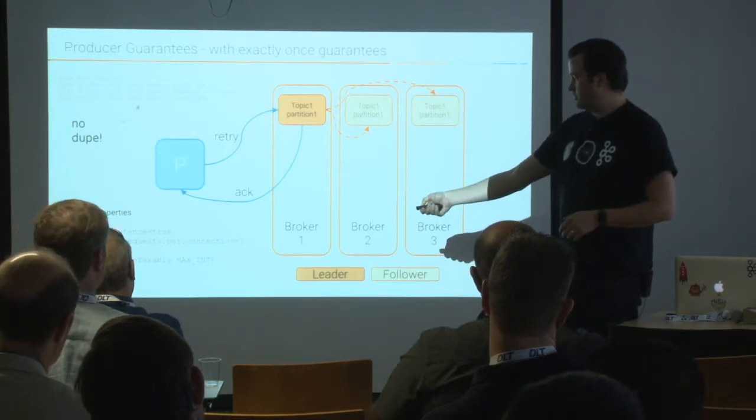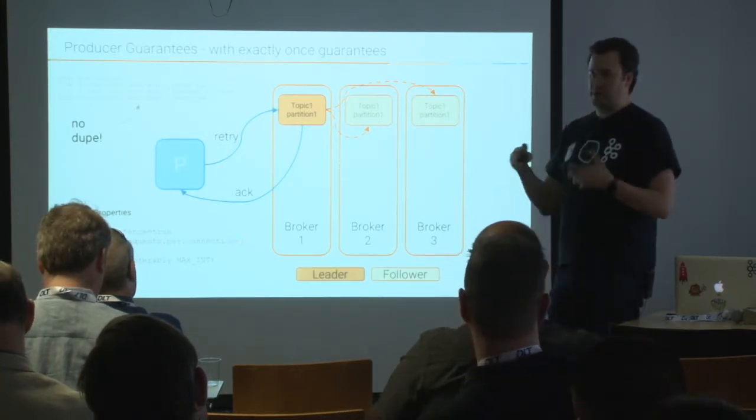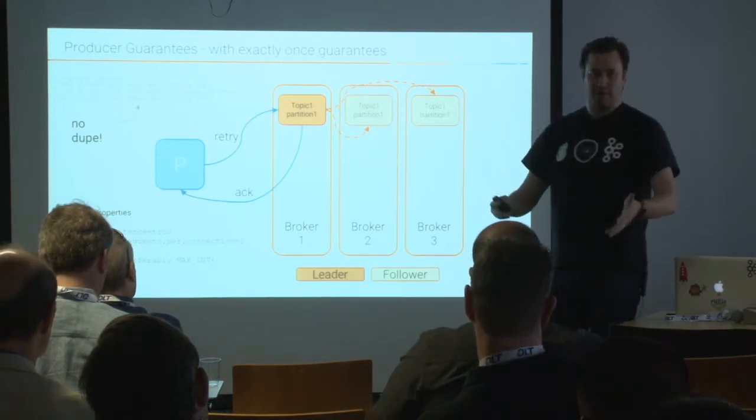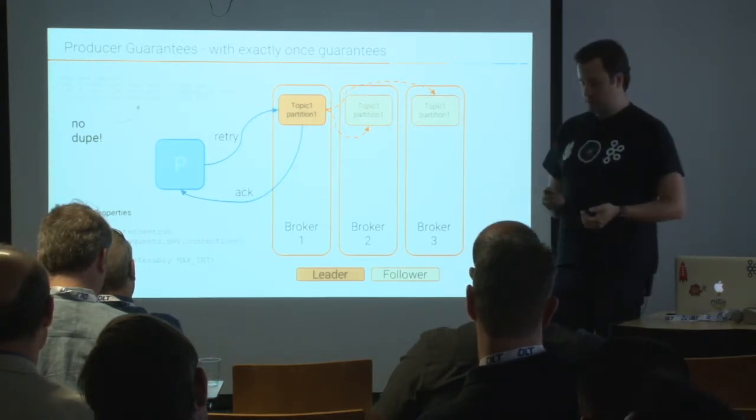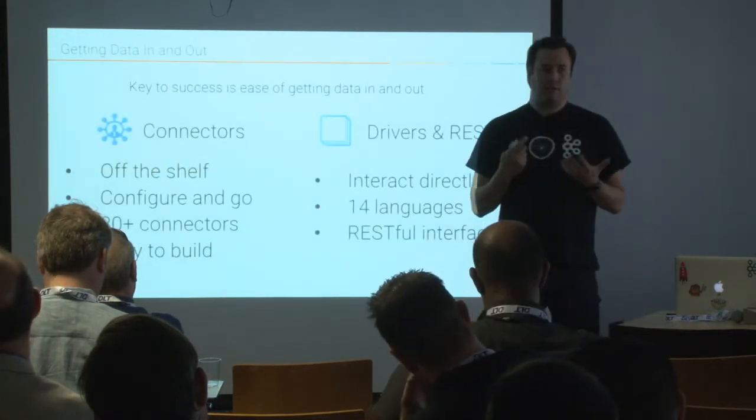This is an older number. This max in-flight, for anybody who's a nerd who wants to geek out on this, is now 5. We've actually improved to 5 parallel in-flight things and still guarantee exactly once, which is good. So, working with Kafka: getting data into and out of Kafka, you have options.